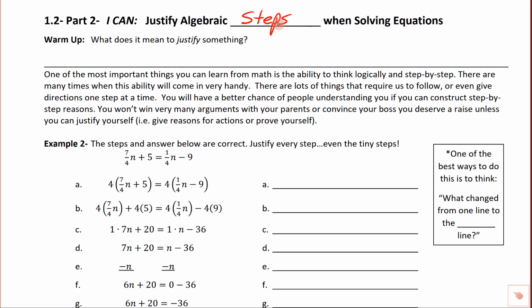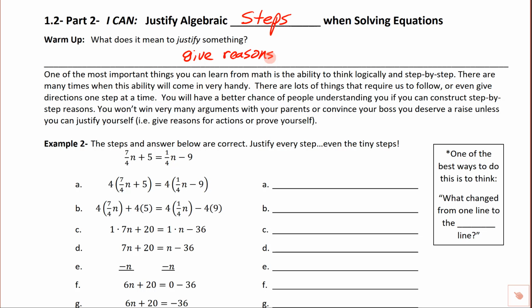So we already know how to solve equations really well. We're just going to look at justifying the steps that we take when we're doing that. So the warm-up question says, what does it mean to justify something? If you stop and think about that for a second, if somebody says, hey, can you justify that? What it means is give reasons. So let's write down give reasons. So when you justify something, what you're doing is you're giving reasons for whatever you're doing or whatever you want or something like that.